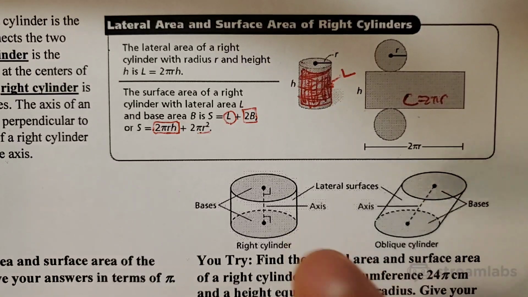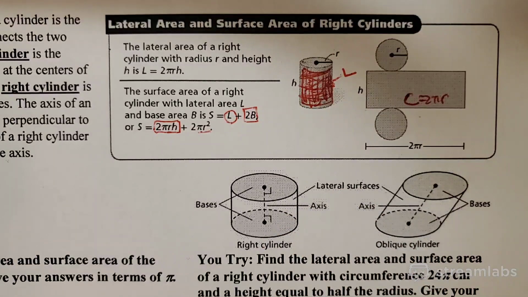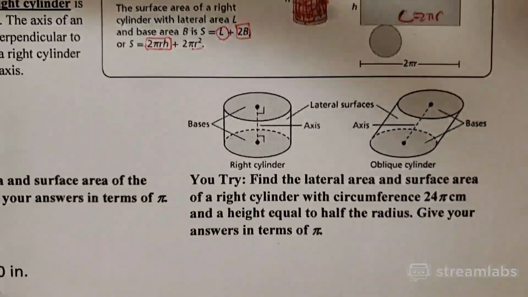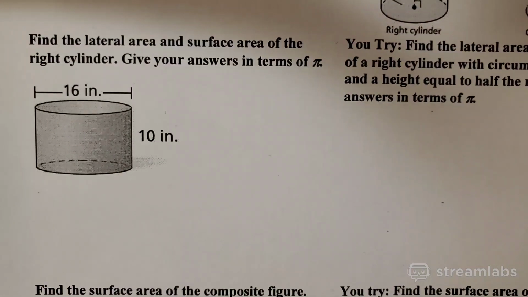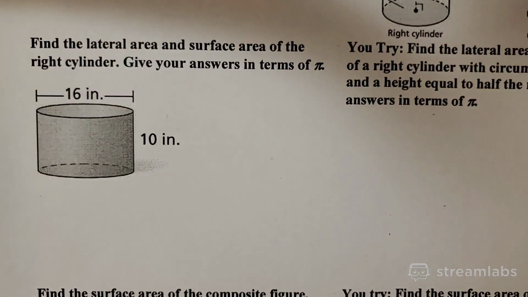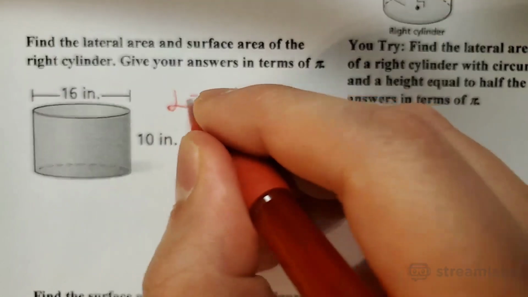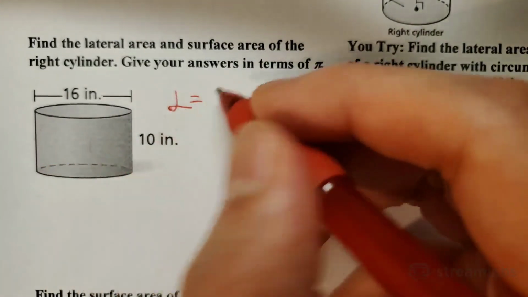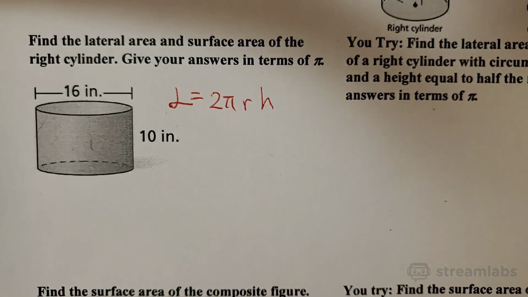Same thing. You have a right cylinder and an oblique cylinder. We're only looking at right cylinder today. Okay. All right. Let's look at the first one. You want to leave this in terms of pi, right? So find the lateral area and surface area of a right cylinder. So if we look at this, lateral area is going to be this part. We say 2 pi r h, right? 2 pi r h.